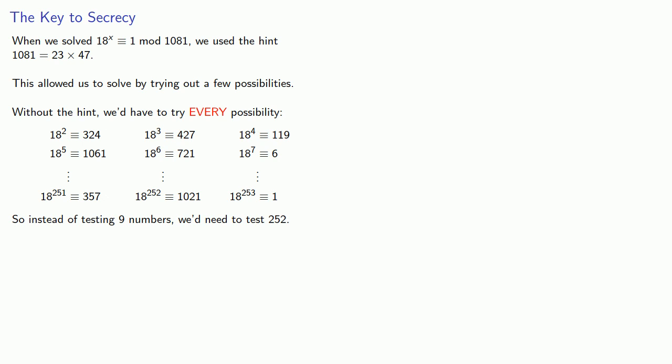And the value of that is that solving 18 to the power x congruent to 1 mod 1081 is a hard problem that's easy if you have a hint. And what's important is that these are exactly the types of problems we use when we create a cryptographic system. Hard problems that are easy with one additional piece of information.